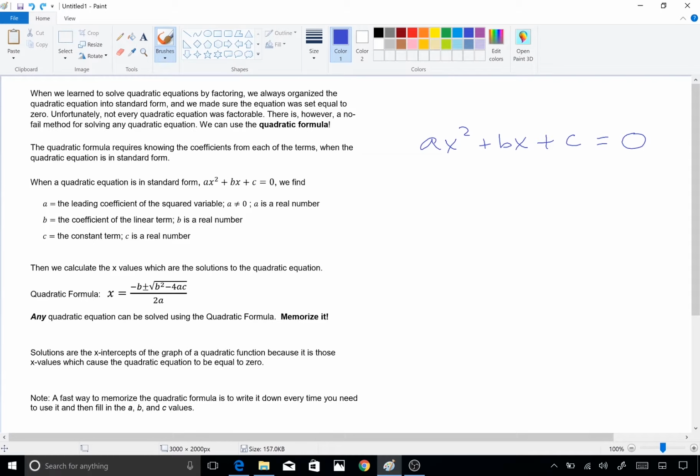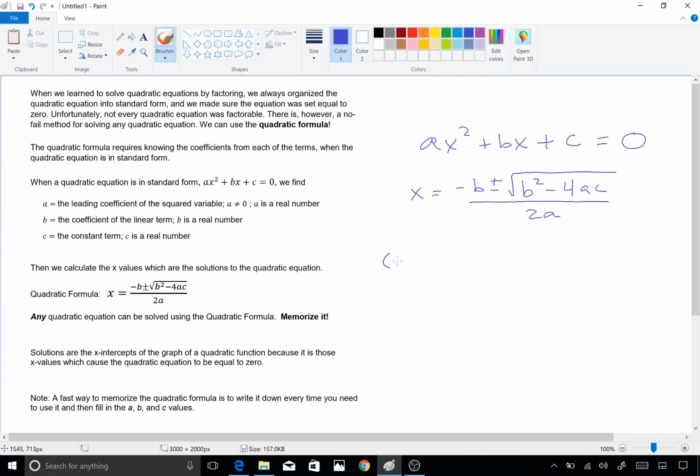When you have a quadratic equation in this form, the two solutions are given by x equals negative b plus or minus the square root of b squared minus 4ac divided by 2a. This formula may look complicated, but it's important to memorize it because these quadratic equations occur all throughout mathematics and you want to be able to solve them.